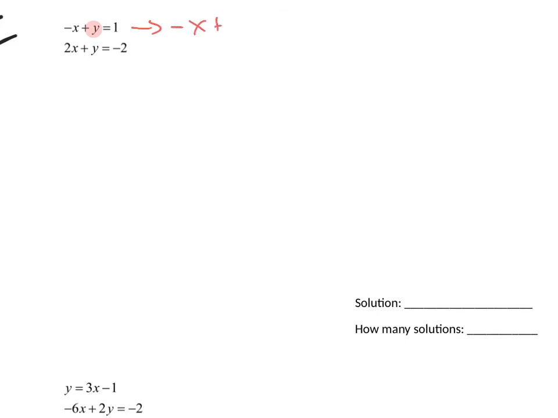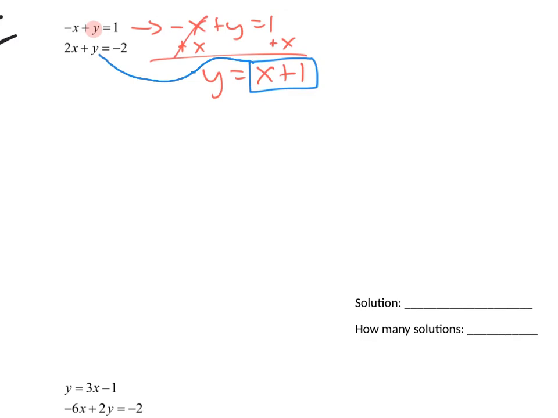So negative x plus y equals 1. So I'm going to do what to get that y by itself? Add x. One step away to having a variable by itself. y equals x plus 1. Next, I'm going to take this and substitute it into the other equation. So if I got it from the top one, it's going to go into the bottom one, wherever the y is, right there. That y gets replaced. So I'll have 2x plus my substitution of x plus 1 equals negative 2.